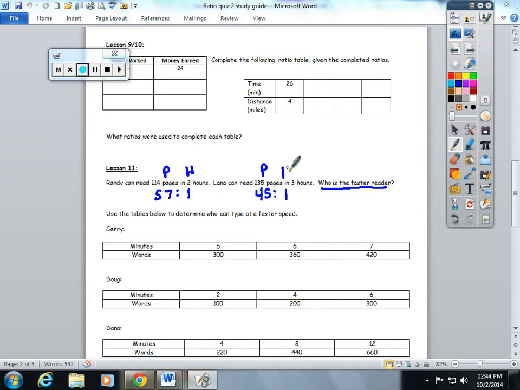And so you can now see that Randy is the faster reader. Yes. Now for number 2, you have to again scale them down.